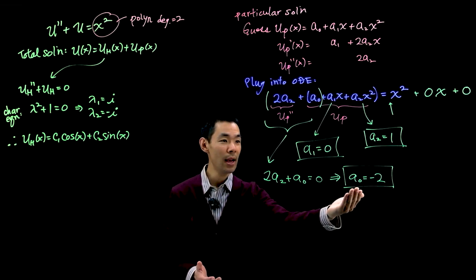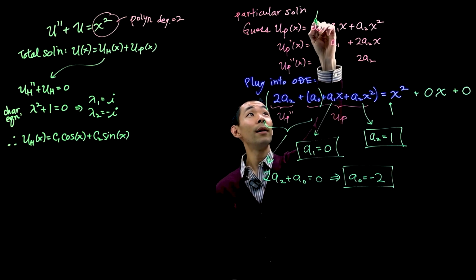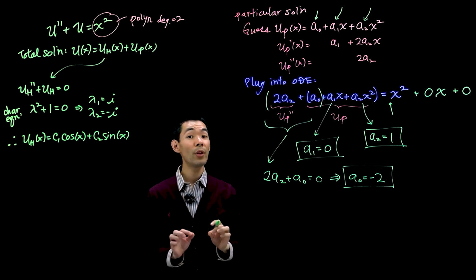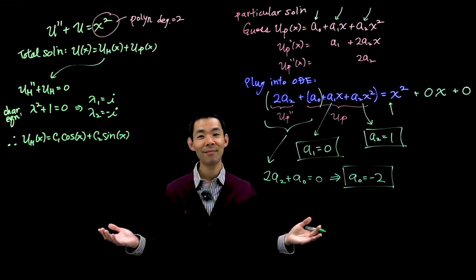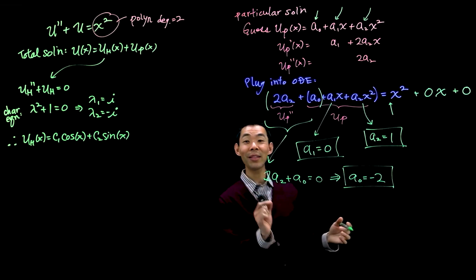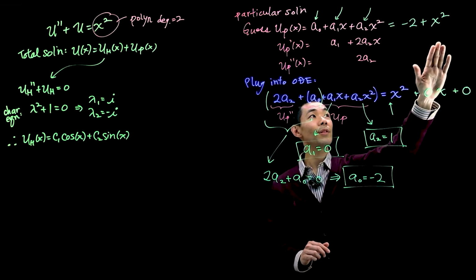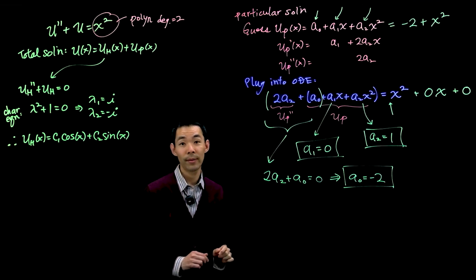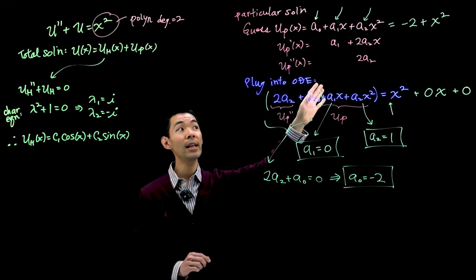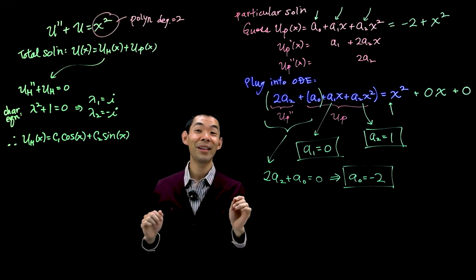We found a naught, a1, a2, which is a0, a1, a2. Once we have those three constants, we're done. So apparently, our particular solution is nothing more than the following. I've written here on the upper right corner, negative 2 plus x squared, because that is a particular solution such that if I were to plug in negative 2 plus x squared into this differential equation, the equality will be preserved.